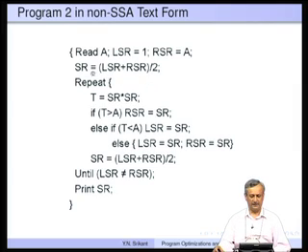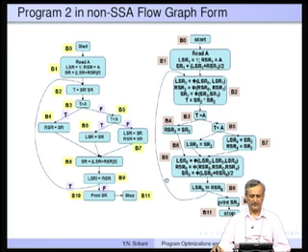So, here is SR equal to (LSR plus RSR) by 2 after initialization and reading A. Then we have a repeat until loop. You compute t equal to SR star SR, then if t greater than A, RSR equal to SR, if t less than A, LSR equal to SR, else LSR equal to SR, RSR equal to SR, and finally SR equal to (LSR plus RSR) by 2 until LSR not equal to RSR, finally print SR.